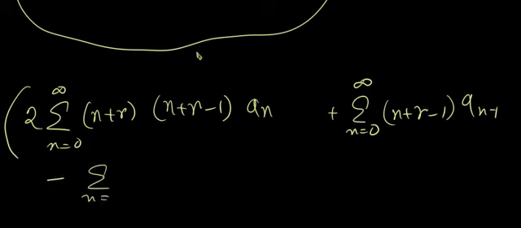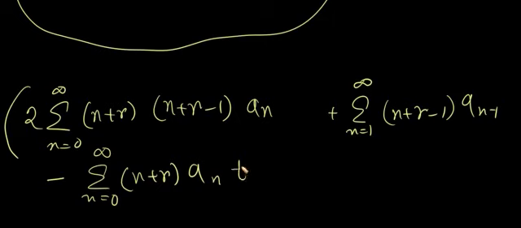Oh yes, and also sorry about this. This is not starting from n equals 0. This is starting from n equals 1. So this guy is starting from n equals 0 to infinity, and there is this n plus r, a underscore n, t to the, oh yeah, I decided to write t outside.